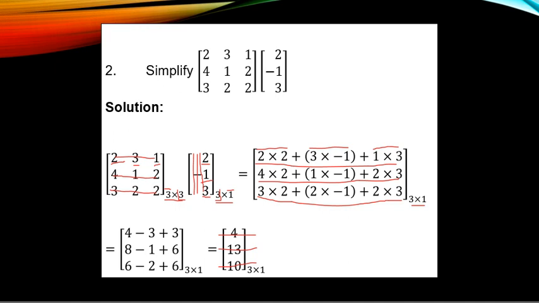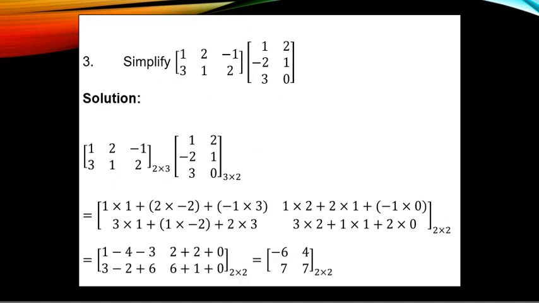So you must check that the number of columns in the first matrix is equal to the number of rows in the second matrix before multiplication is defined. Are you following? Okay.